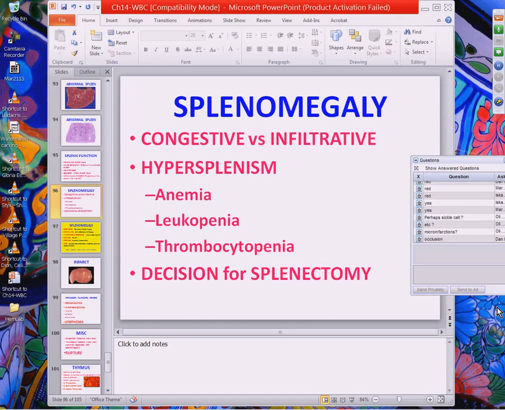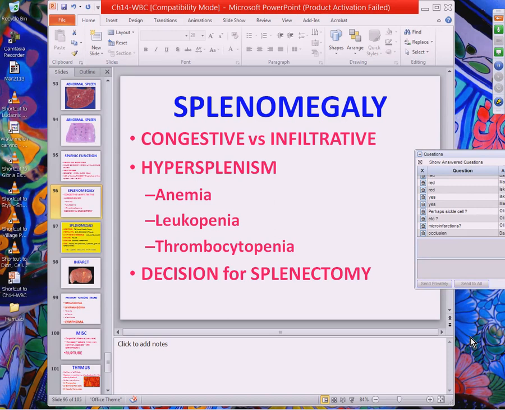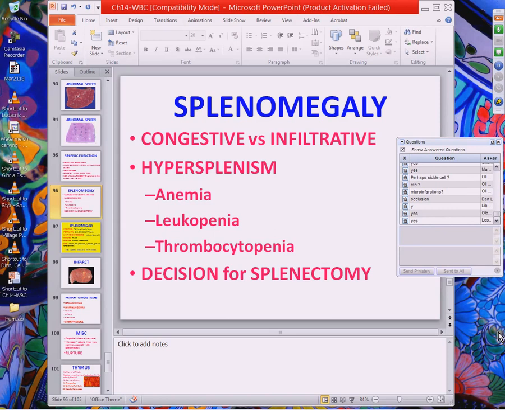Aha, you're thinking. I'll ask it again. Do cirrhotic people with portal hypertension become anemic, leukopenic, and thrombocytopenic? Yes, they do. Isn't that interesting? So, in other words, congestion in the spleen goes hand in hand with hypersplenism functionally.